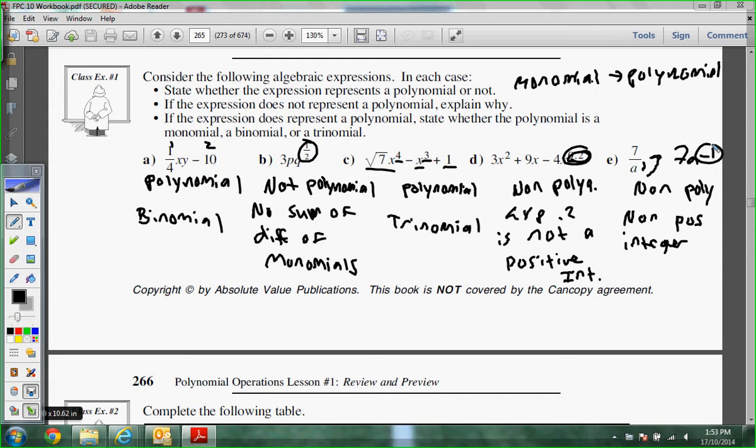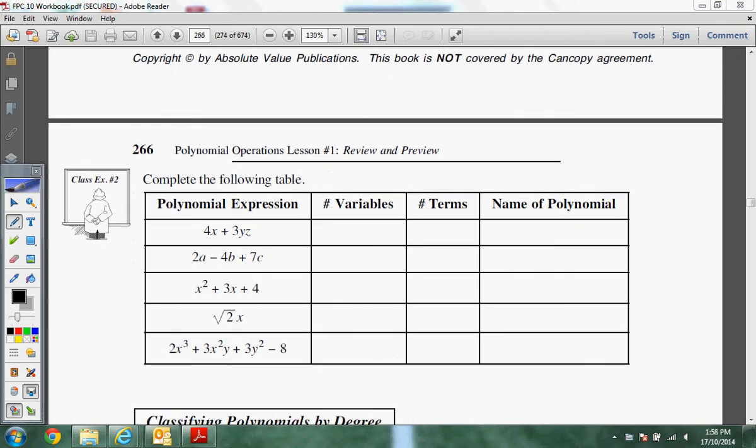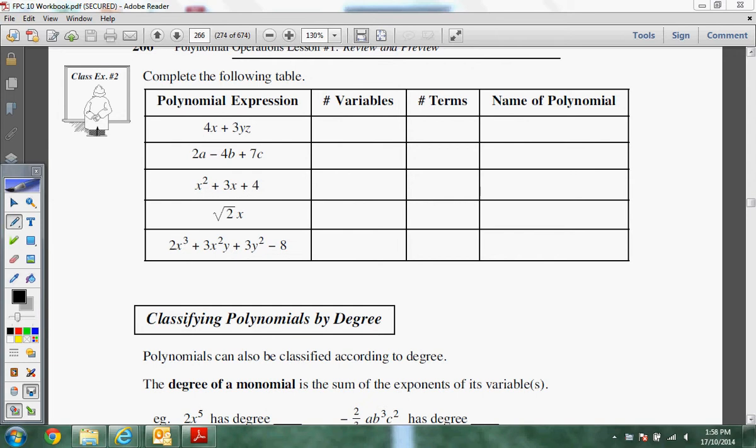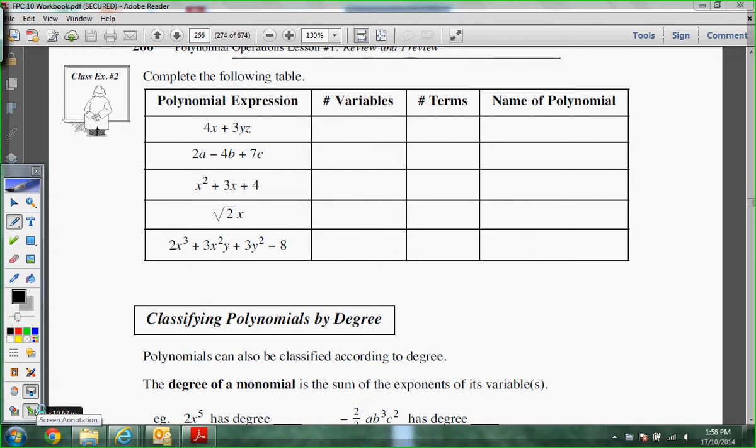All right. Let's get down here to example 2. Any questions on that, since I hopefully didn't confuse you too much? Okay. All right. So example 2. Let's complete the following table. So let's go around here. Tatum, how many variables are in the first one? 3. How many terms? Remember, terms are separated by plus, right? There's 1, 2, right? And so what do we call this then? Binomial, right.